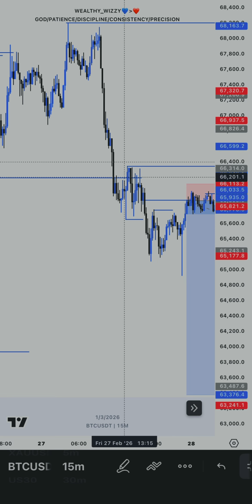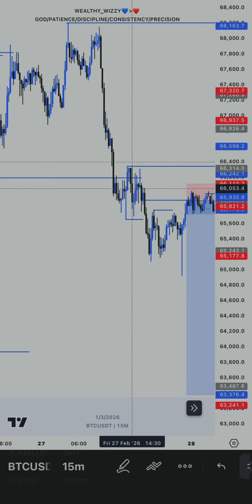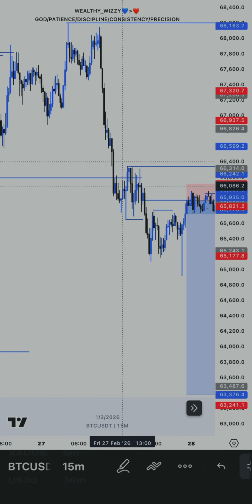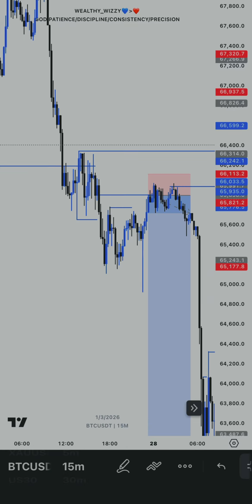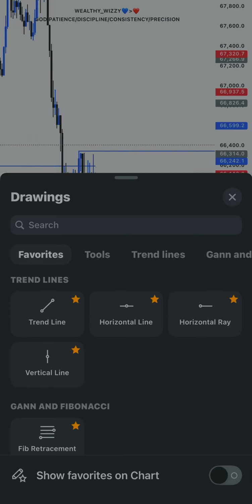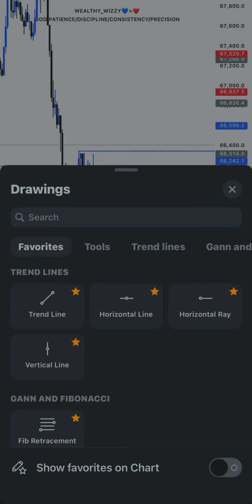So it gave me a further confirmation that price might not actually come back up. It has already mitigated. I don't know, those who tell support and resistance will understand. I cannot really explain it. So I knew that price will not go back up there. I started looking for my confluences.